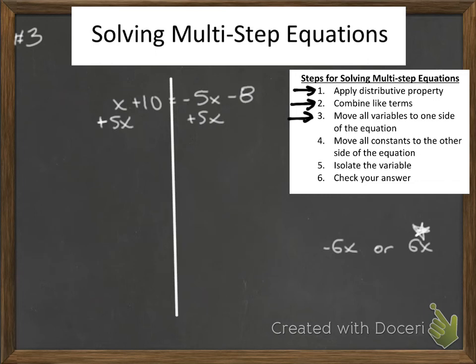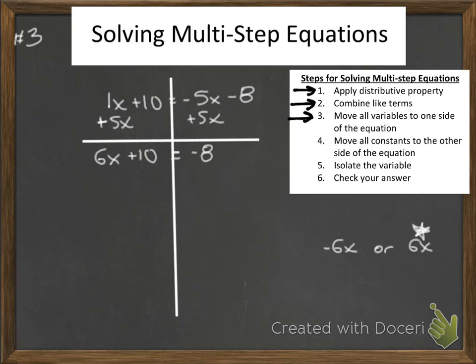Again, this is not a question of right or wrong, it's a matter of preference. Over the years, as I've taught algebra, I've suggested to students, if possible, try to get a positive coefficient. It's not always going to be possible. Again, this is a suggestion, a preference, not a right or wrong thing. So I am going to decide that I want to add 5x to both sides. So 1x plus 5x is 6x, so I have 6x plus 10 is equal to negative 8.